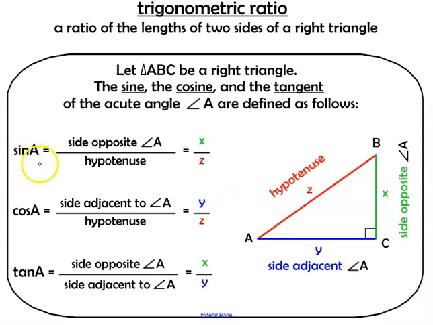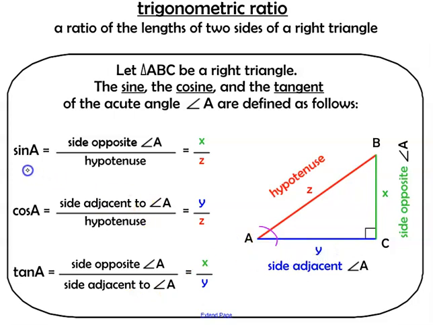The sine of angle A is equal to the side opposite of angle A over the hypotenuse. So if we're looking at angle A, this side, x, is the length of the side opposite, so that goes on top. And then z is the length of the hypotenuse, so that's going to go on the bottom. The cosine of angle A is the side adjacent to A, over here we have y, over the hypotenuse, which is z. The tangent of angle A is going to be the side opposite of angle A, our x, over the side adjacent to angle A, which is our y.